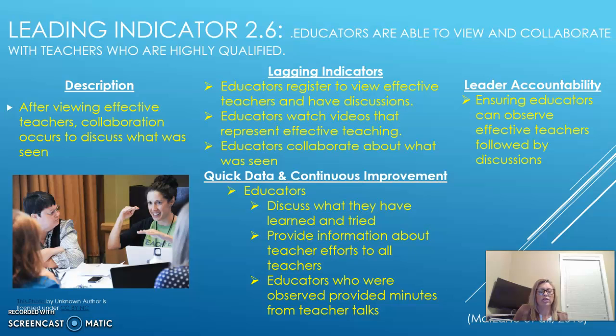Quick data and continuous improvement: educators discuss what they learned and tried. They provide information about teacher efforts to all other teachers. And educators who were observed provide minutes from teacher talks. Leadership accountability ensures educators can observe effective teachers, followed by discussions. (Marzano et al., 2018).